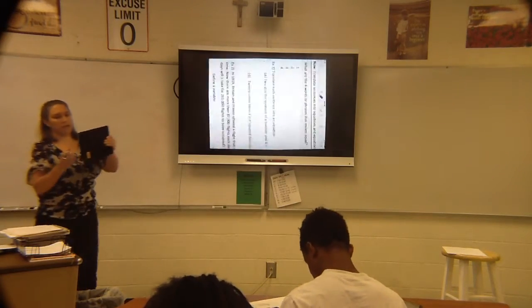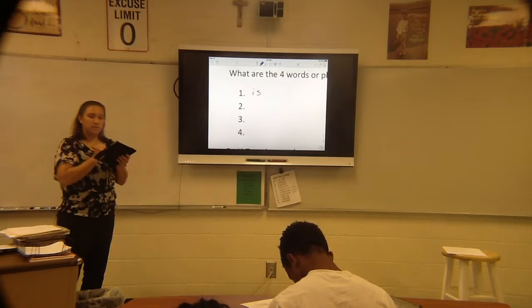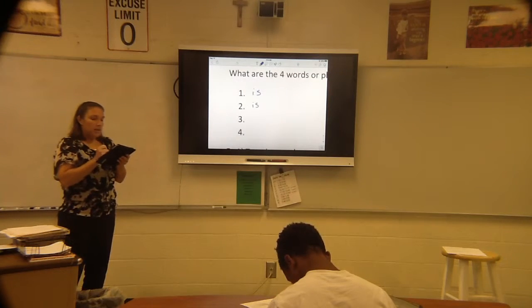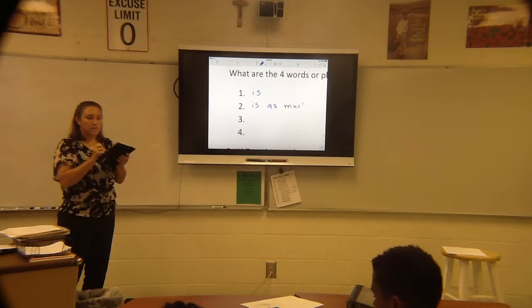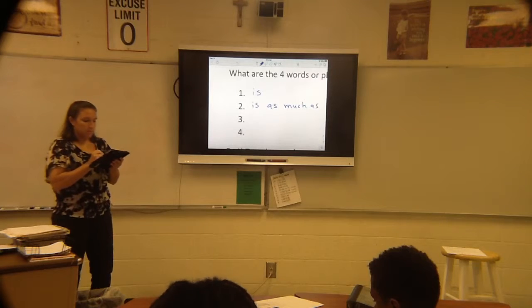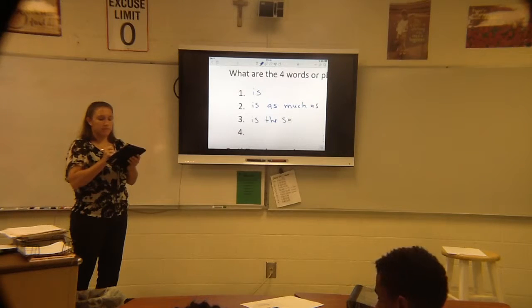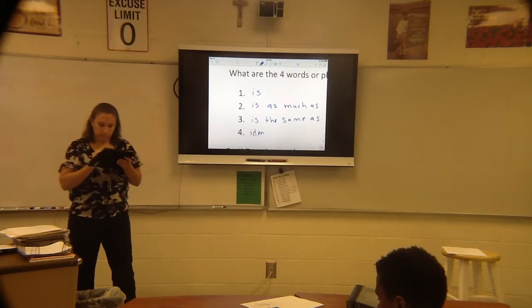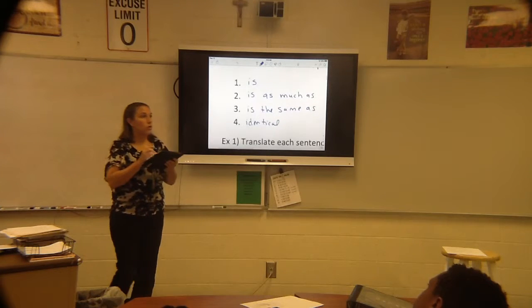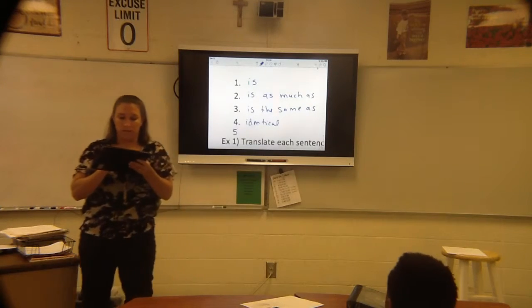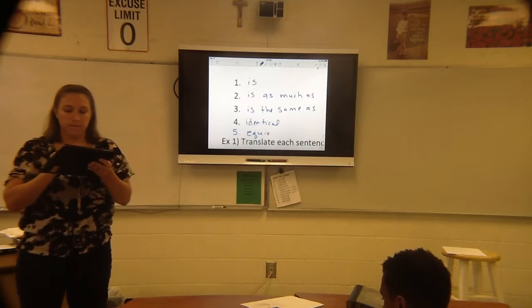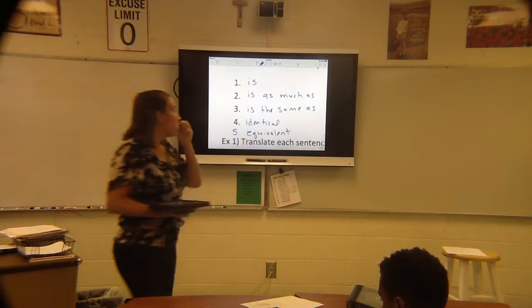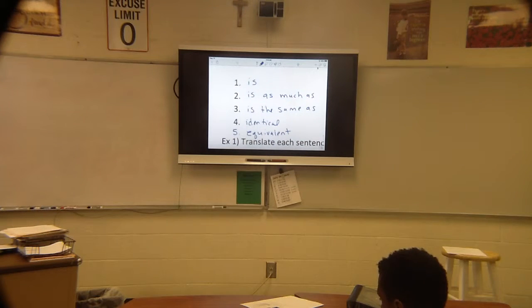That's going to be the big new word for this lesson. So on number 1 here, is, is as much as, is the same as, and then identical. And I do like the word equivalent, so I'm going to add a 5th one in there. We don't see it a lot of times in equation world, but it does mean the same thing. It means that both of them are equal. But is, I'm going to tell you right now, this is the big dog. Is means equal.